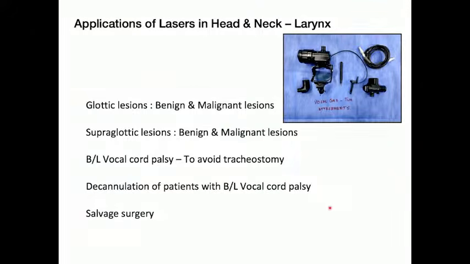The real application of laser is in the larynx, right? The vocal cord is the area where none of the available tools matches with what we can achieve with the laser, right? And it can be used in multiple areas or pathologies. You can use it in benign and malignant glottic lesions. You can perform supraglottic lesions. So I will show in my video of laryngectomy with transoral laser surgery.